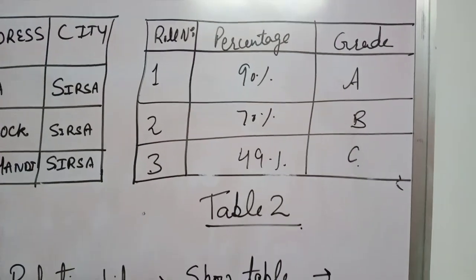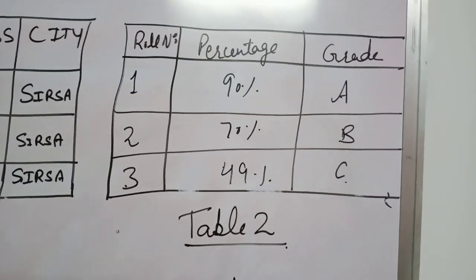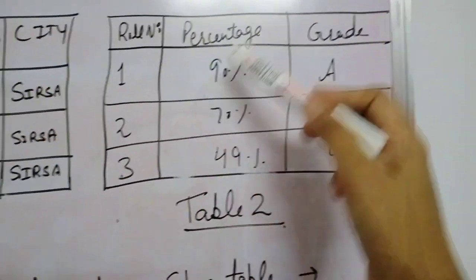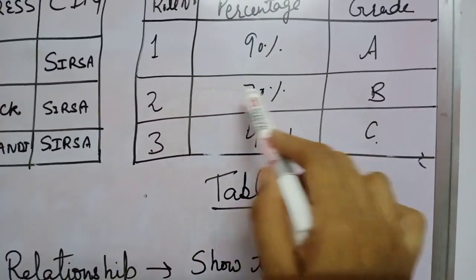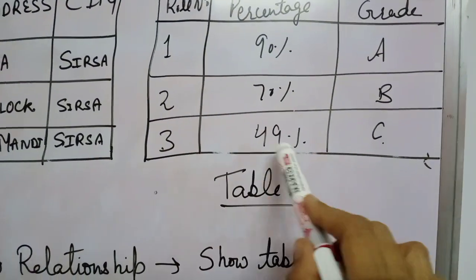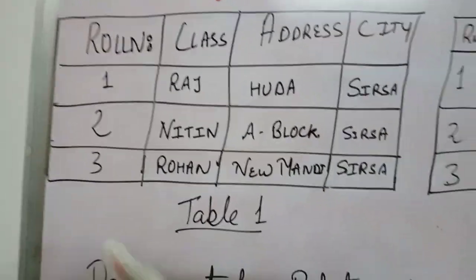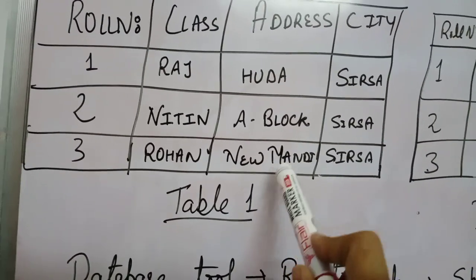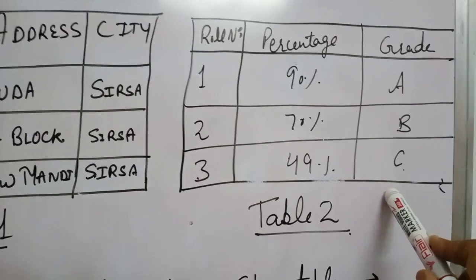Now the next table is used for the marks of the students of the class. This has the roll number, percent and the grade. One roll number is getting 90%, second roll number 70%, third roll number 49%, and these are their grades. This is table 1 in which the information of the students is written, and in this table the marks of the students are written.